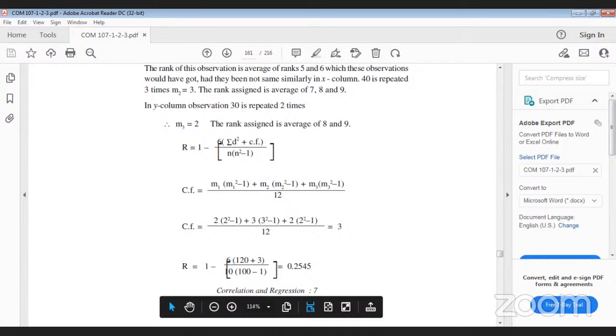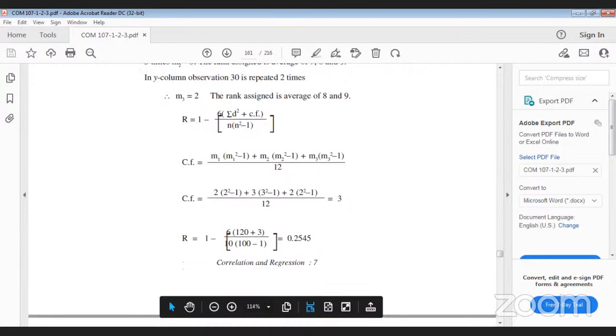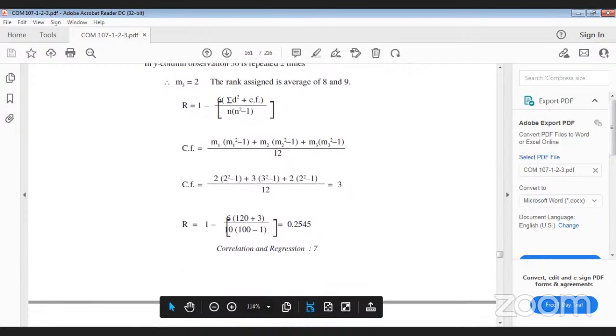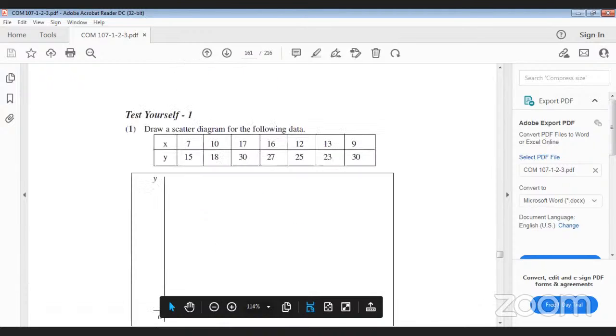So here R is equal to 1 minus 6 into bracket 120 plus 3 bracket complete, upon n, where the number of observations n is 10 here. 10 into bracket 100 minus 1, that is 99. So here the answer will be 0.2545. This is the answer here.